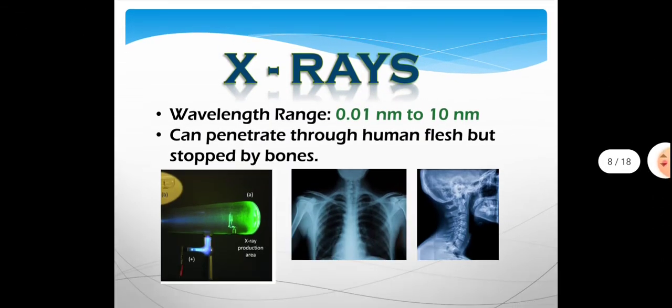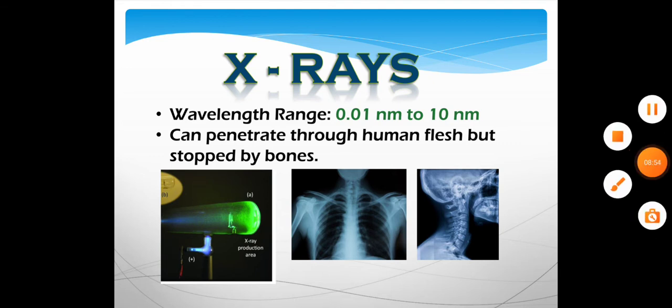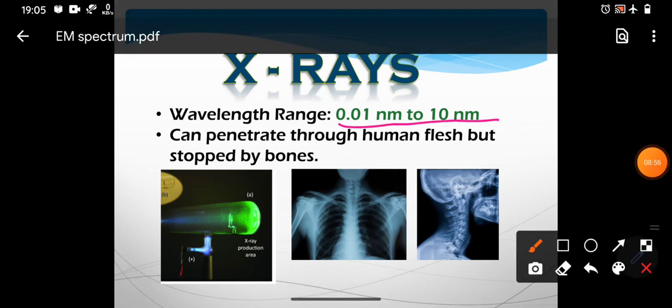Then next comes the X-rays. As you can see, what are X-rays? X-rays are the particular rays which are just on the right side of the gamma rays. Their wavelength range is 0.1 nanometer to 10 nanometers, okay. As you can see here, 0.1 nanometer to 10 nanometers.